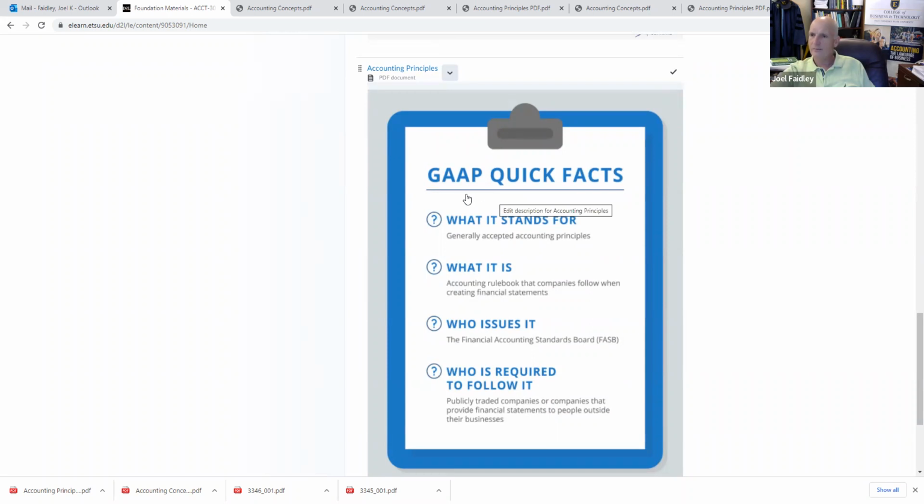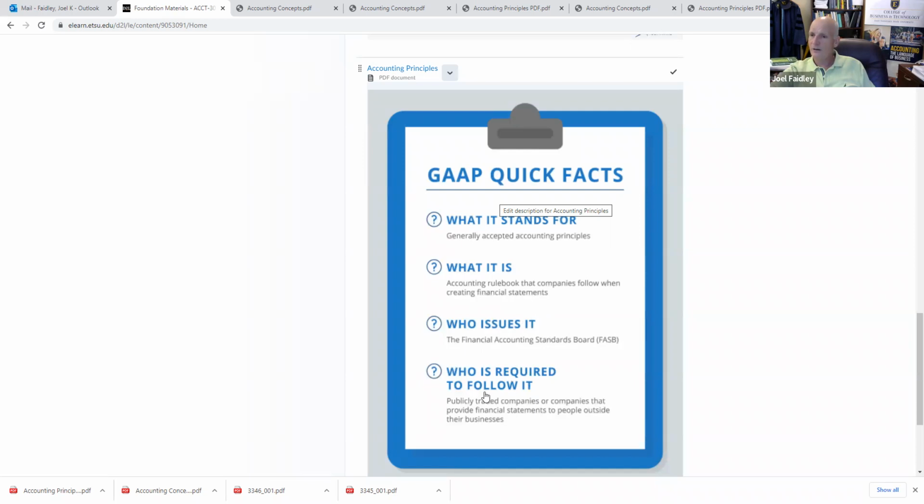GAAP, which we're going to have a separate video on, but here, what I'm showing here in the content, GAAP Quick Facts, again, that stands for Generally Accepted Accounting Principles. It's a rule book companies follow, and very important. There's 12 of these guidelines, assumptions. FASB, Financial Accounting Standards Board, issues those. They get a lot of input from other organizations like AICPA, FASAB, probably even the IMA, which is Managerial Accounting or Management Accounting.